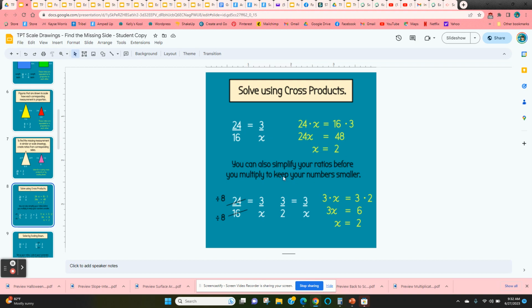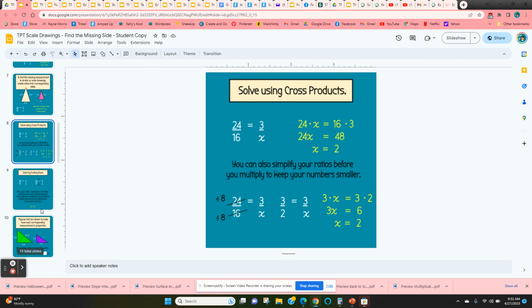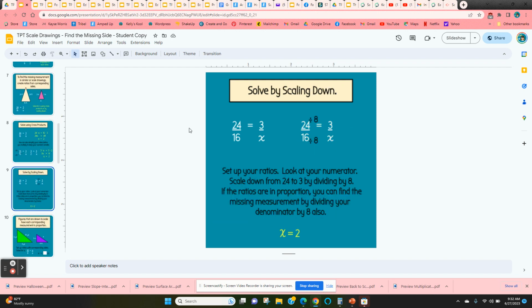You can also simplify your ratios before you multiply, so that could be a little bit easier. If we simplify first, and we simplify 24/16 to 3 halves, then cross products is a lot easier. We've got smaller numbers. Or we can just scale down. So here you can see that 24 to 3, we're just dividing by 8. So if you divide the numerator by 8, you also divide the denominator by 8, and that would give you an answer of 2.